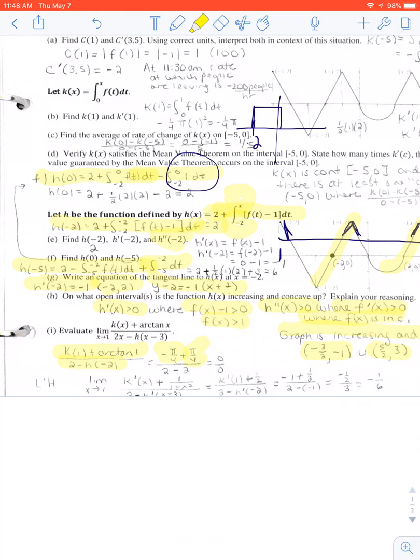I mean, if you had to use your calculator for that, I suppose you're allowed to use your calculator. You just have to know that the -pi/4 plus the decimal equivalent of pi/4 are the same. And then on the denominator, 2 minus h of -2, we found out somewhere. Where did we find that out? In part E. So we get 0/0. So L'Hopital's rule does work.